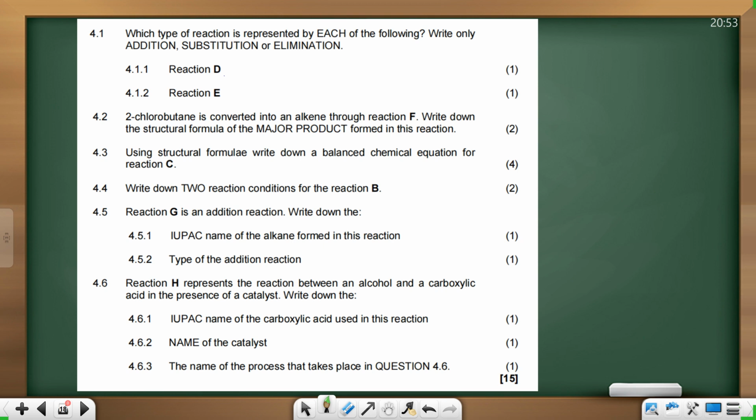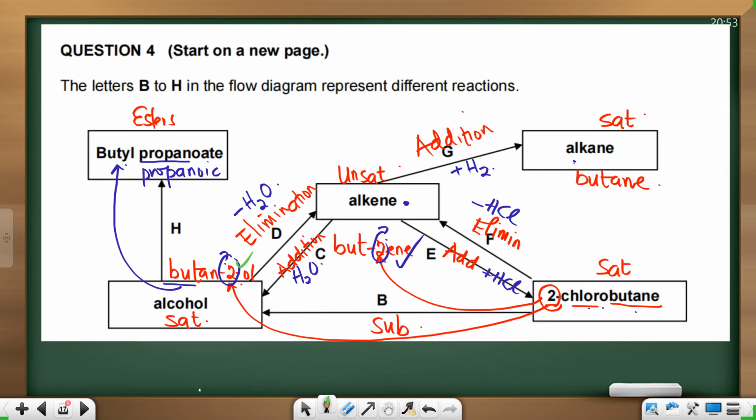Write down 2 conditions for the reaction B. Wait, let's go back. What is reaction B? Look, it is a substitution reaction. Guys, what are the conditions for substitution? My crash course.